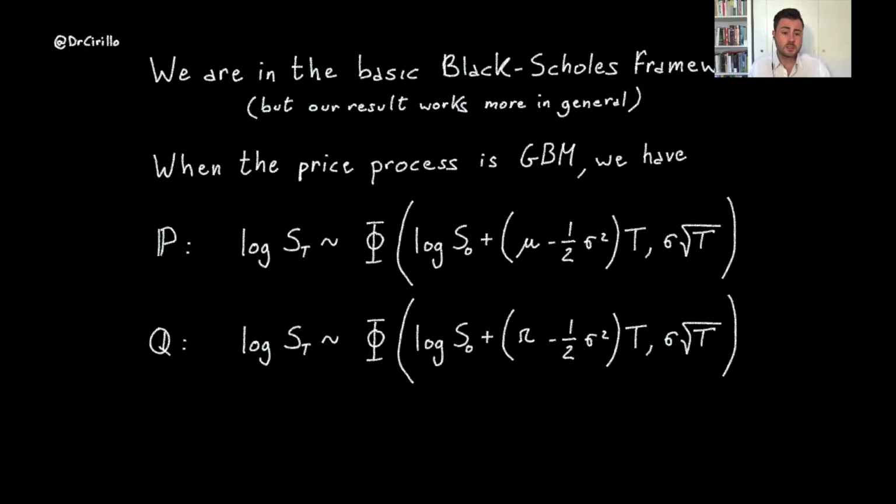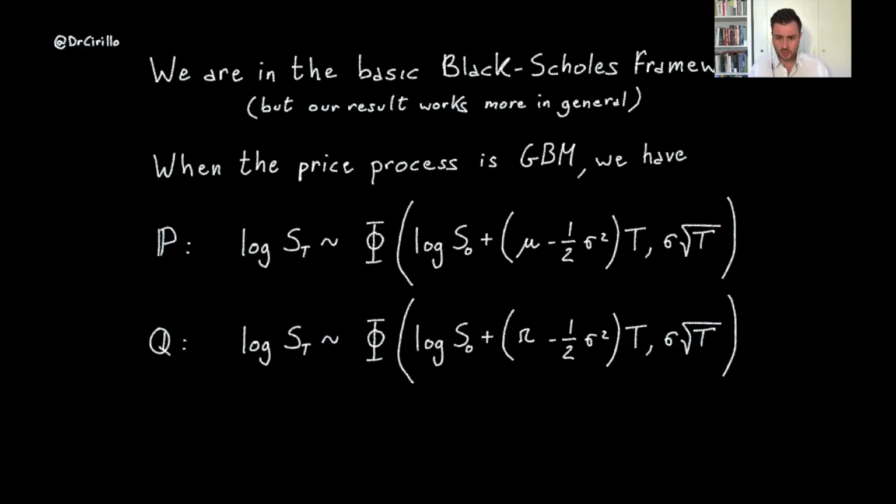For what concerns the same object, so the log of prices under the risk neutral measure, it is essentially the same stuff. So it's a normal distribution with the same standard deviation, so it's sigma square root of capital T. But for what concerns the mean, it is mostly the same as before, but mu is substituted with r.